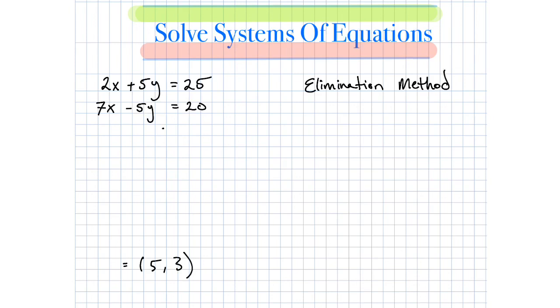So what we have is 2 times 5 plus 5 times 3. We're hoping that equals 25. So we get 10 plus 15 equals 25. Sure enough. So when we plug these numbers back into the top equation, we get the same answer that we have up here.